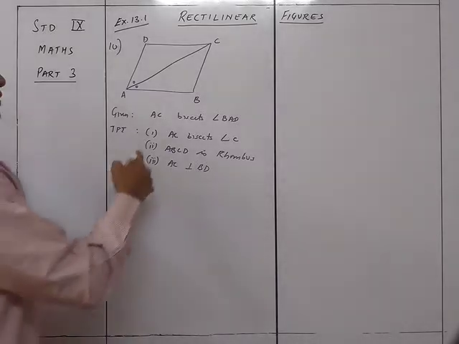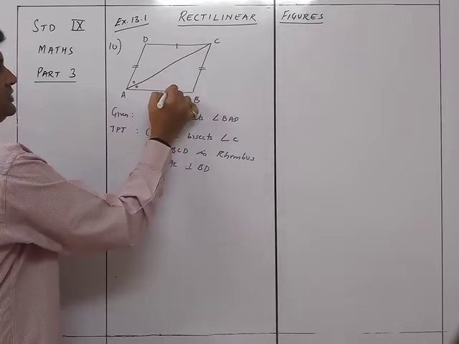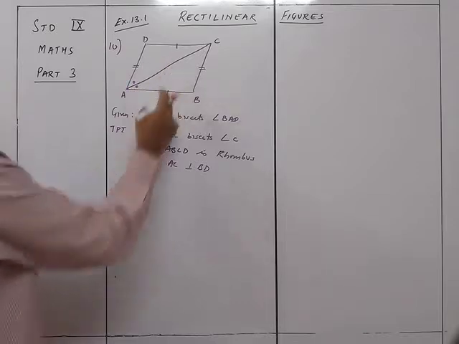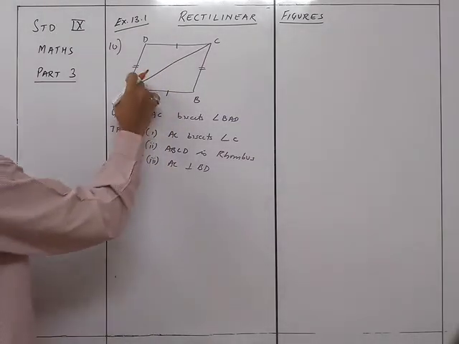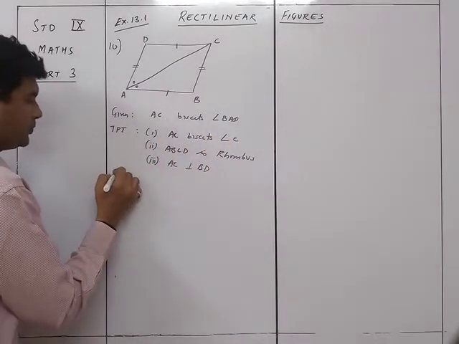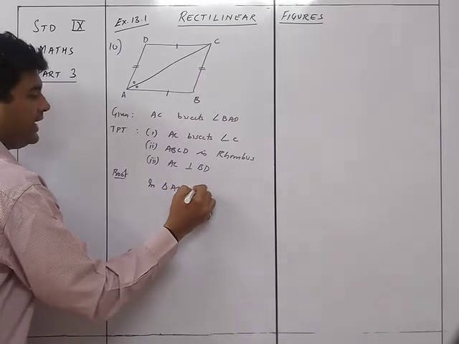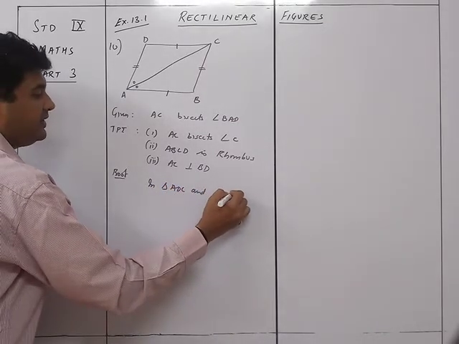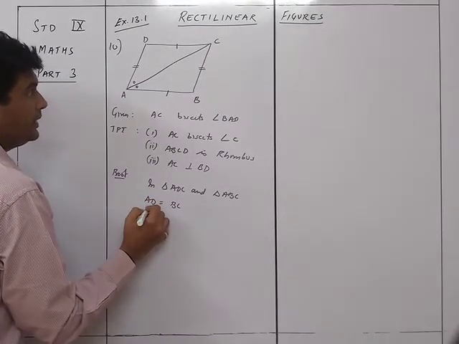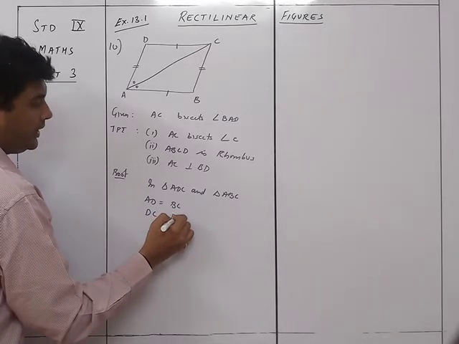You know that this is a parallelogram, so this side will be equal to this side and this side is equal to this side. So we very well know now that these two triangles are congruent. So if this angle is equal to this angle is equal to this angle. So simple thing, first part. So proof. In triangle ADC and triangle ABC, AD is equal to BC and DC is equal to AB.